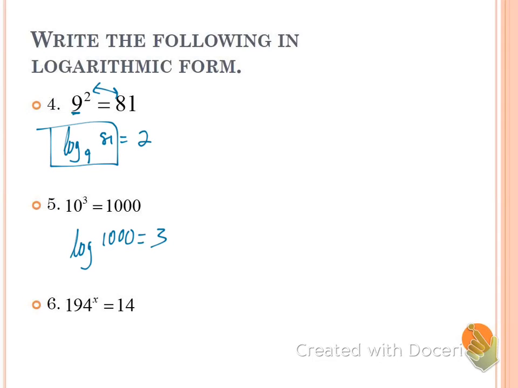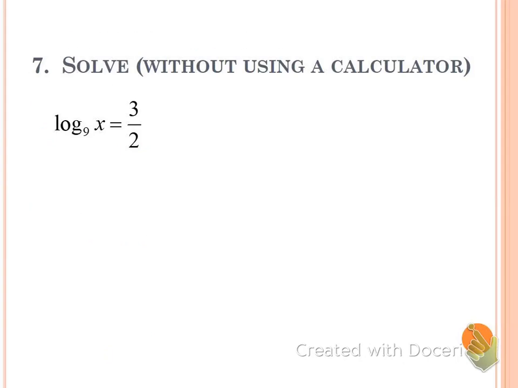And 6. How would you write that? Take a second. Try to write it. Did you let base stay base? This is logarithm of base 194. And then bring the 14 over and slide the x on the other side of the equal sign. So log base 194 of 14 is equal to x.